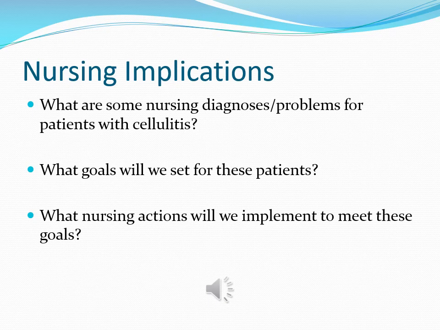To wrap up, I want you to think about some nursing diagnoses or patient problems for someone that has cellulitis. What are some of the goals that you would set for those nursing diagnoses, and then what are some of the interventions that you'd use to meet those goals. So basically develop a mini care plan that you would imagine could be pretty universalized for patients with cellulitis.